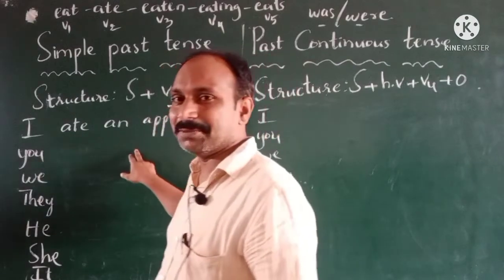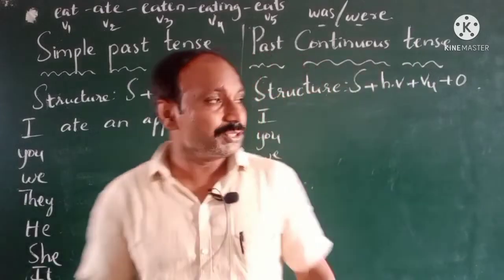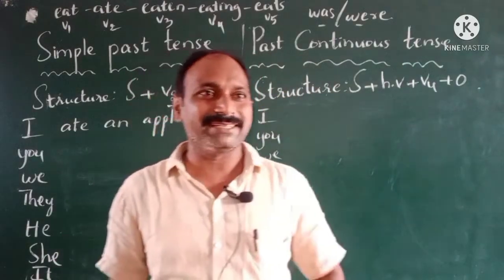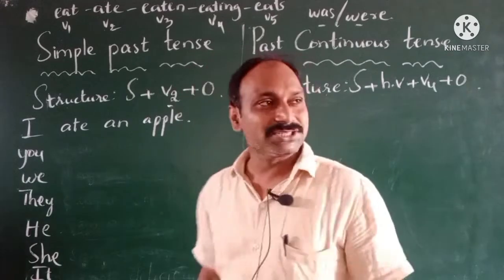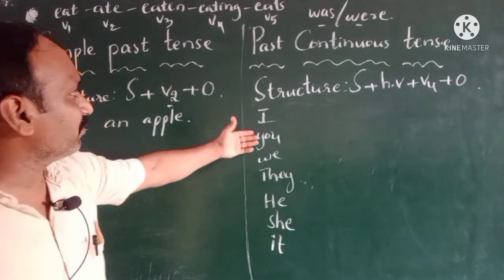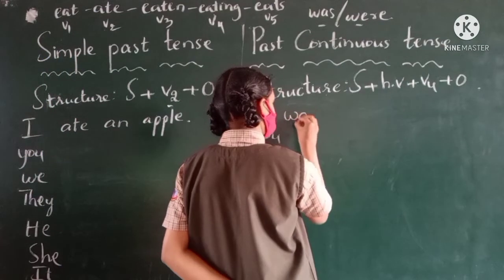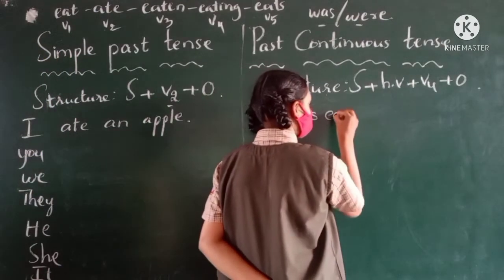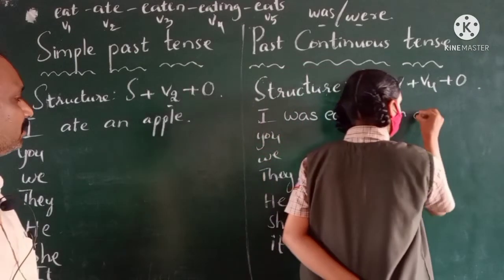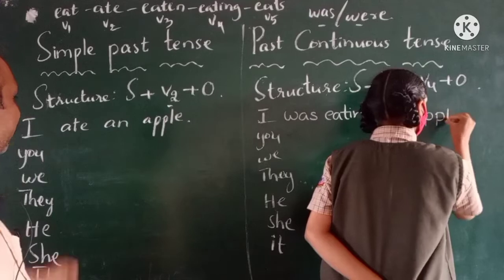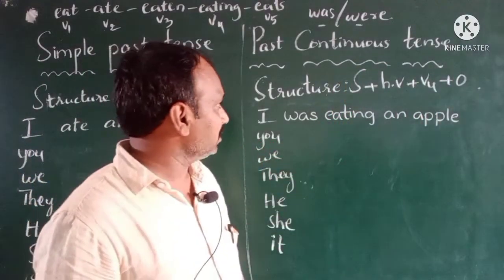Now I have given you one example, and you have to write the other sentences using the structure. Are you all ready to write the examples here for this? Okay, now I request Neeta Vishwa to write the example for the past continuous tense. One example, write it. As you write, you read. I was eating an apple. Very good. So I ate an apple is the example, and I was eating an apple is a sentence structure.